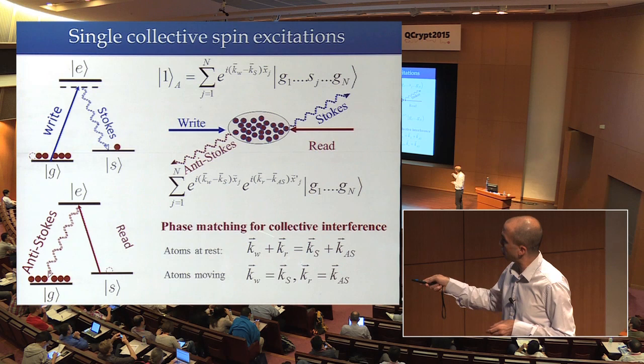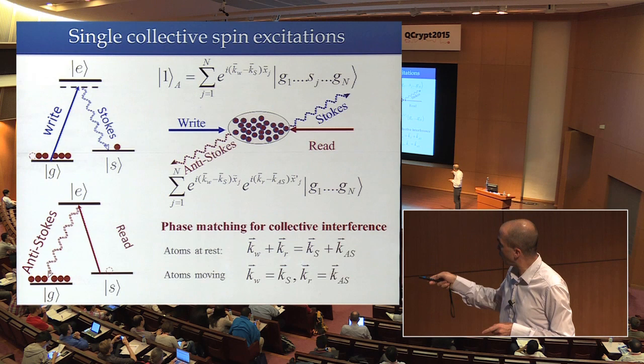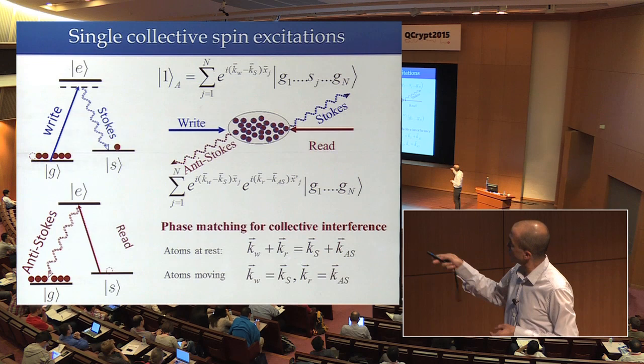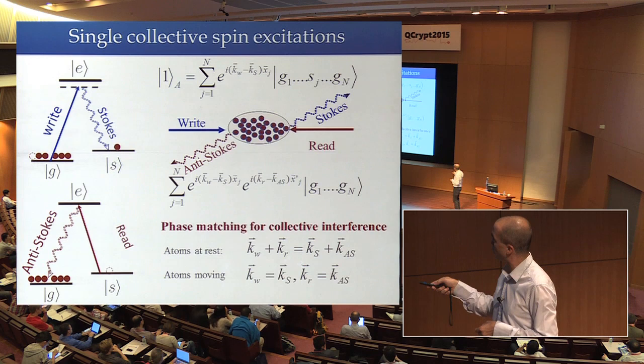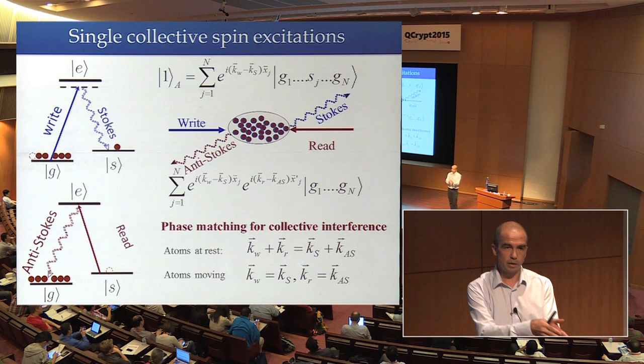So between the write and the read pulse, the atoms are in the same positions. So if you have k write plus k read equal to k Stokes plus k anti-Stokes, which is basically the situation here, so we just have counter-propagating modes for everybody, then this term here is equal to 1. And then you sum from 1 to N, so you have an enhancement of the probability amplitude by a factor of N of emitting the photon in this particular direction.